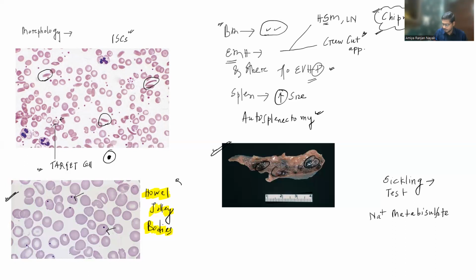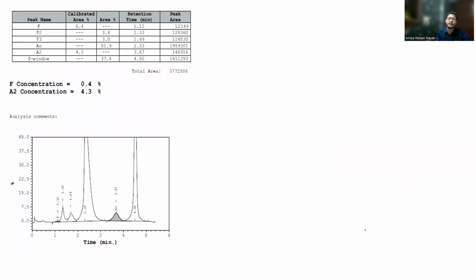Sodium metabisulfite will cause reduced oxygen content, and that will cause sickling of the RBCs, and then you can appreciate the sickled RBCs. That is something which was done previously, but now all these patients are being diagnosed with hemoglobin electrophoresis, I mean, high performance electrophoresis. Cellulose acetate gel electrophoresis is not usually used. What we prefer always is hemoglobin HPLC, high performance liquid chromatography.